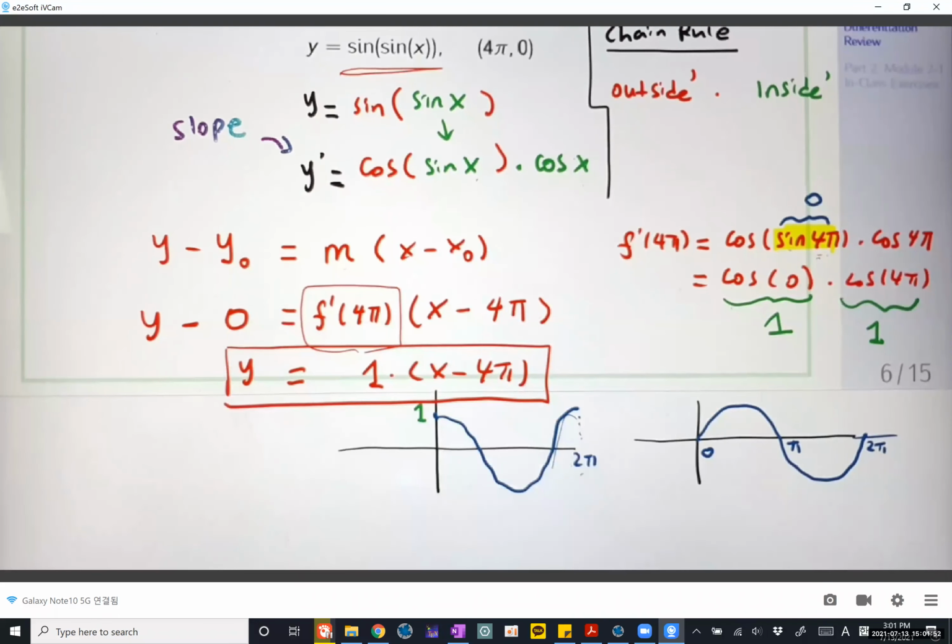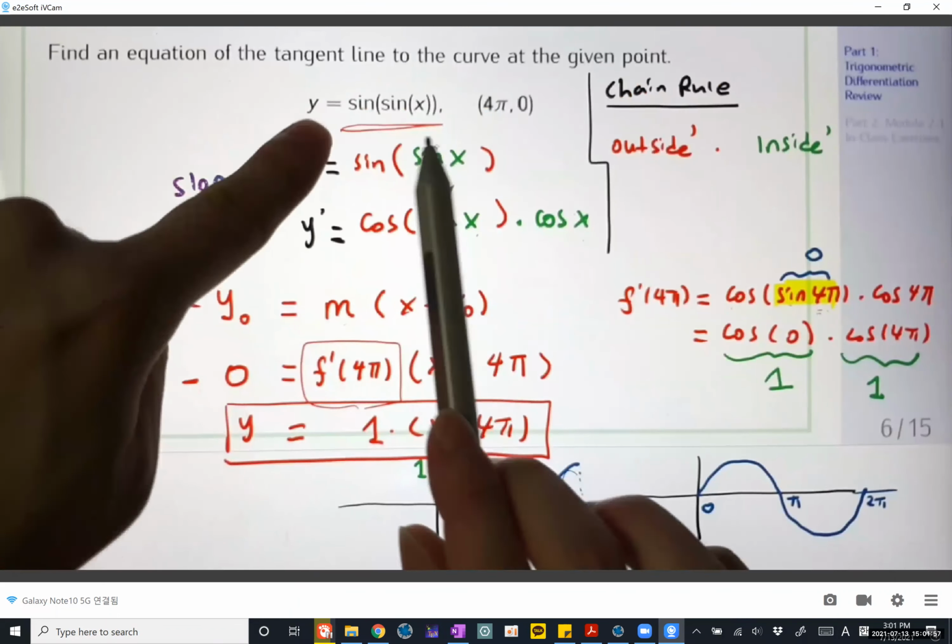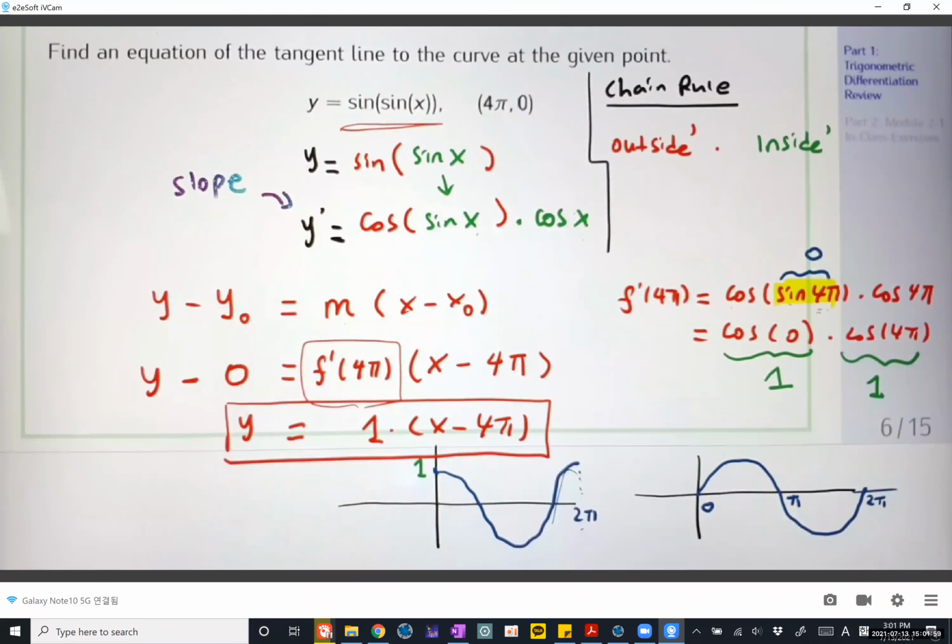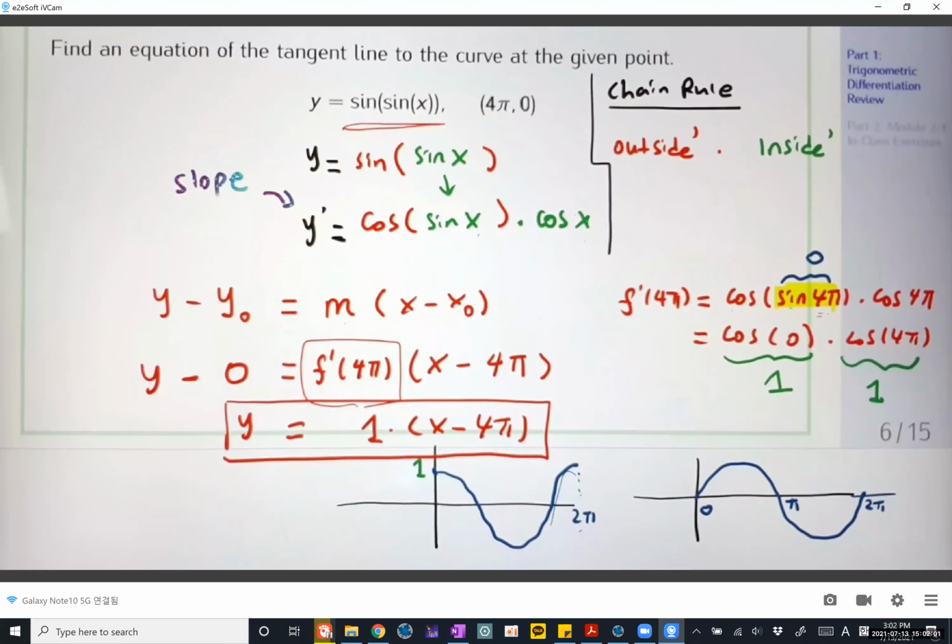Okay, there you go, everyone. This is the answer for the equation of the tangent line of this curve at the given point, (4 pi, 0). Okay, hopefully this is a good review for many of you.